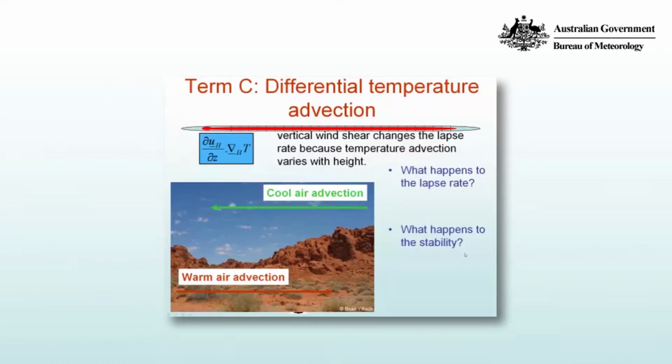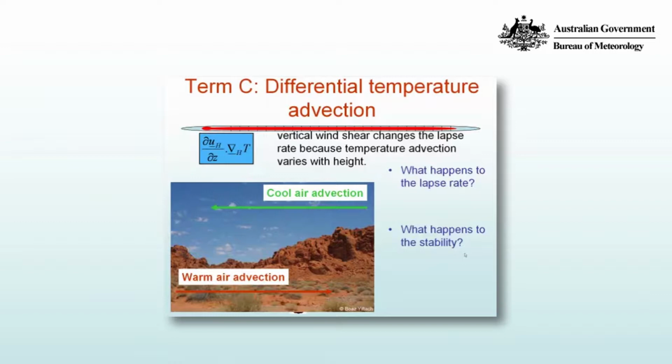In this video, we're examining the role that differential temperature advection plays in the modification of the lapse rate, and this is term C from the lapse rate equation, du/dz dotted with the horizontal gradient of temperature. Vertical wind shear changes the lapse rate because temperature advection varies with height. Consider the example shown below.